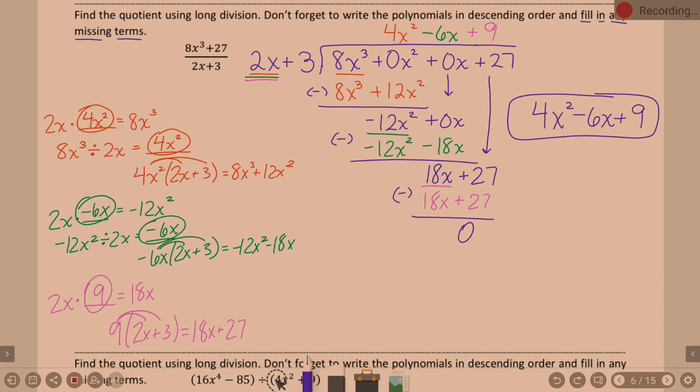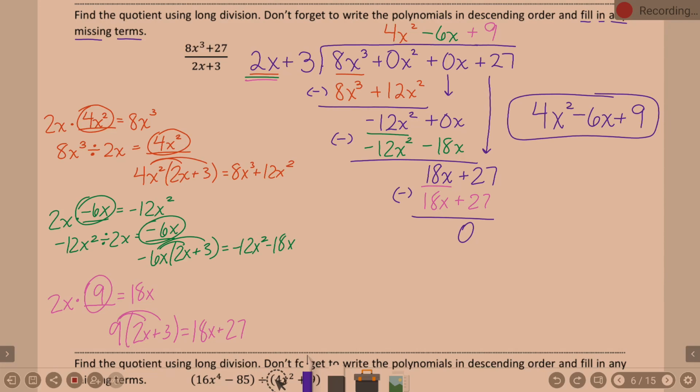We talked about 0 placeholders there, yes? You could do this problem without them, but here's the deal. You would end up with pieces not lined up. You'd end up having the 12x squared and the 27 next to each other or on top of each other. It doesn't work out well. That's why we need the placeholder zeros. It's an organizational thing only.